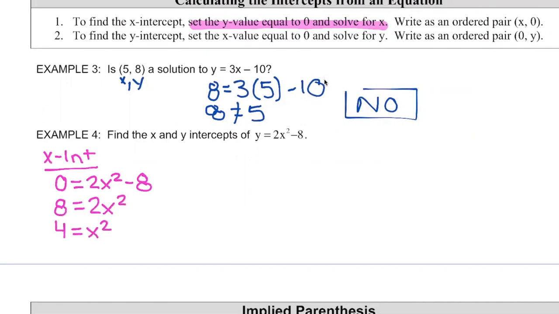And then to get rid of the x squared, I'm going to have to go ahead and square root both sides. So x ends up being plus minus 2. Remember, when you square root both sides, you must put a plus minus sign.